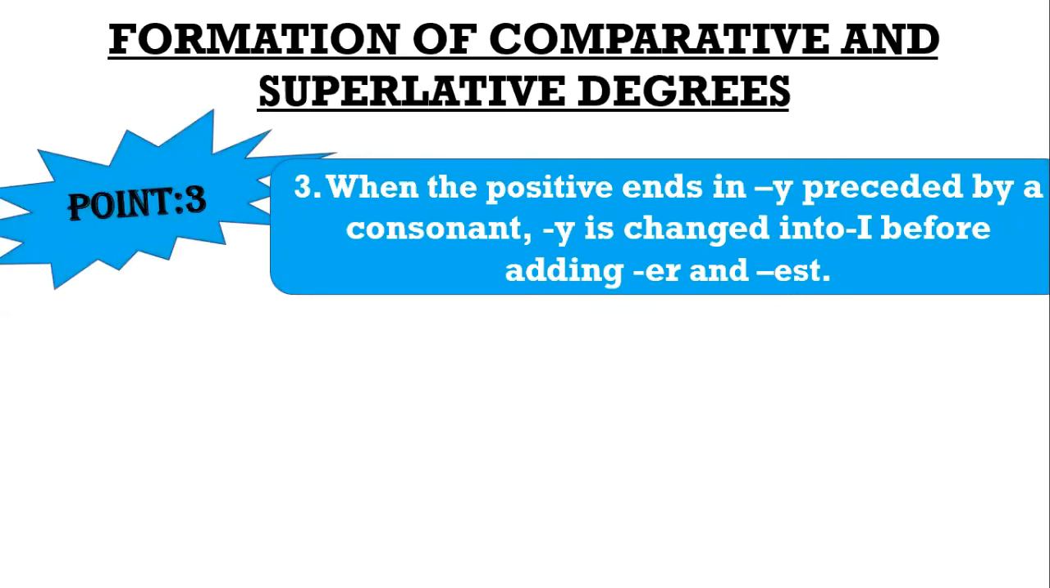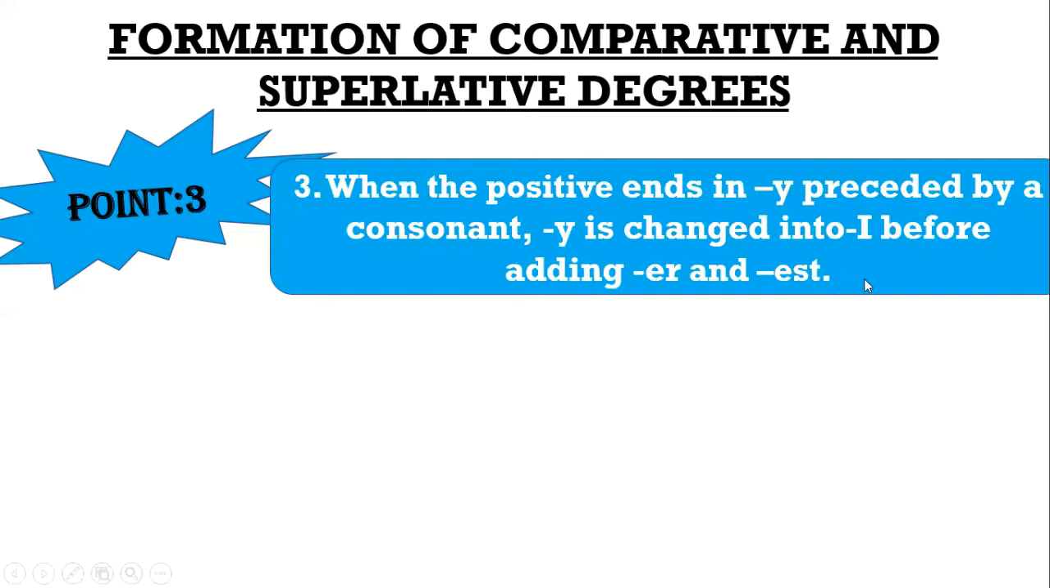When the positive, listen carefully to this point, it's quite tricky. When the positive ends in Y, in the previous second point, it was when the positive ends in E. Now here it says, when the positive ends in Y, preceded by a consonant. Preceded means before the letter Y, if it is a consonant. You all know about vowels and consonants, right? So if it's preceded by a consonant, Y is changed into I before adding ER and EST.